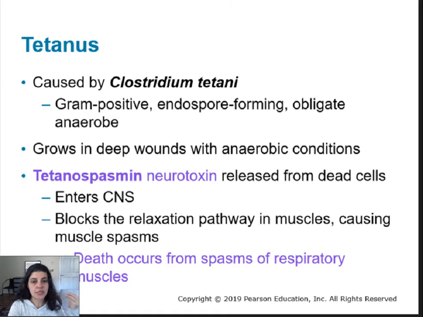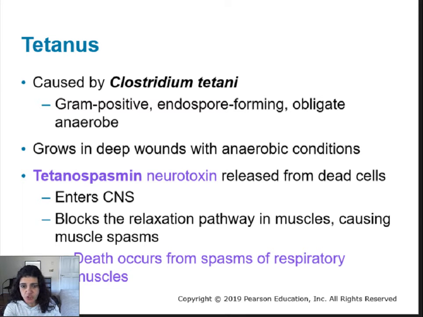It's not going to survive, okay? What is important in this disease? What causes the disease is not the presence of the bacterium. It's the presence of the neurotoxin, which is an exotoxin, produced by the bacterium. So the name of the toxin is tetanospasmin, and this toxin is released from the cells when they're shedding, dying. They enter the central nervous system, and they cause a blockage in the relaxation pathway to the muscles, causing muscle spasm.